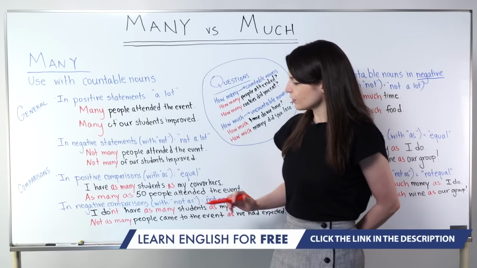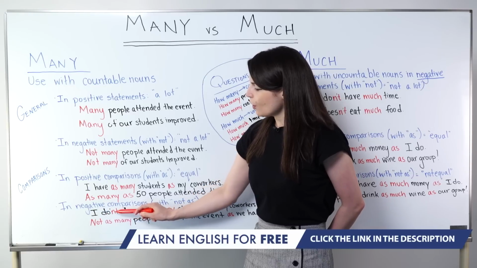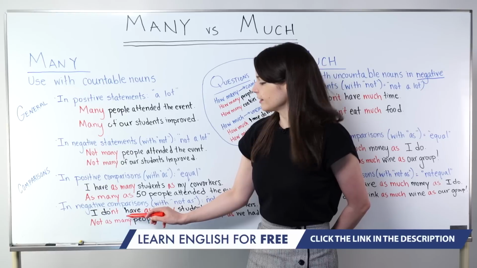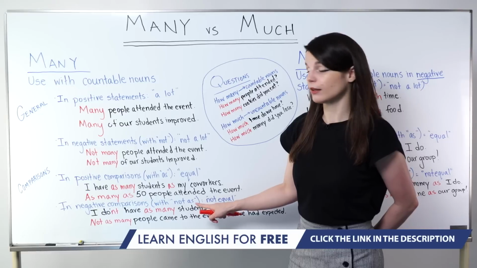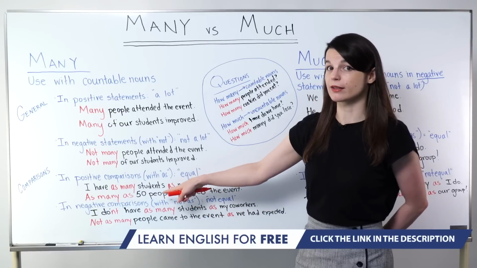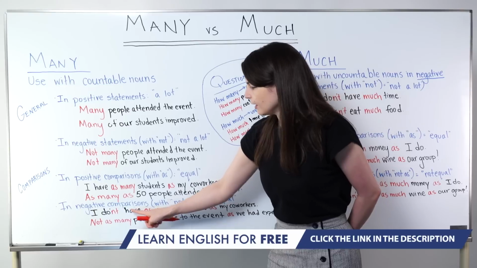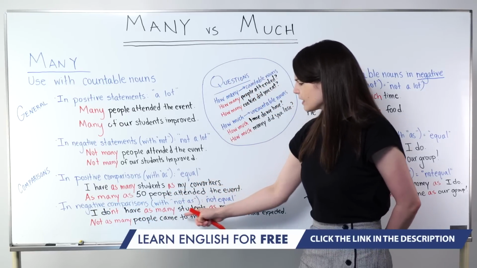In this case, you'll notice I've changed this part here. Don't. I've marked the n't in red because this is the not. I mentioned we use not as here in this pattern, the negative comparison pattern. So we don't place not here. I do something, have not as many.